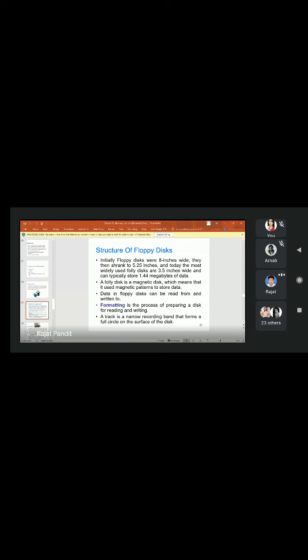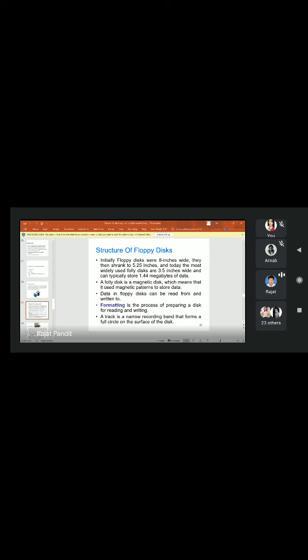A floppy disk is a magnetic disk, which means that it uses magnetic patterns to store data. Data in a floppy disk can be read from and written to. Formatting means you will clear all the information in the floppy disk, then you will get free space, then you can store all the information again.